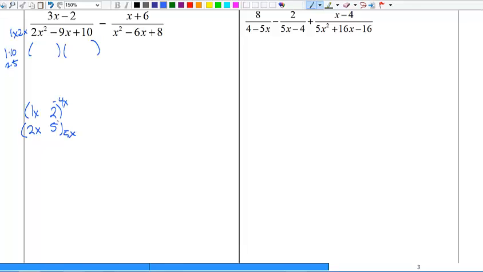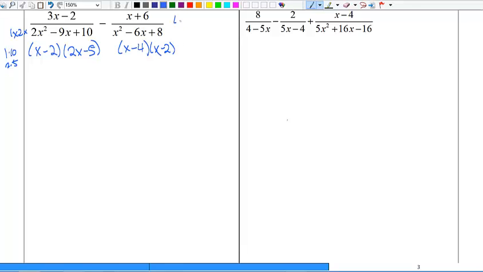To get to a 9x with one of each sign, both have to be negative. So that's x minus 2 and 2x minus 5. Now, I'm going to erase this so I have more work. You could probably use a scratch piece of paper for that work if you want. On the second denominator, I have x minus 4 times x minus 2.